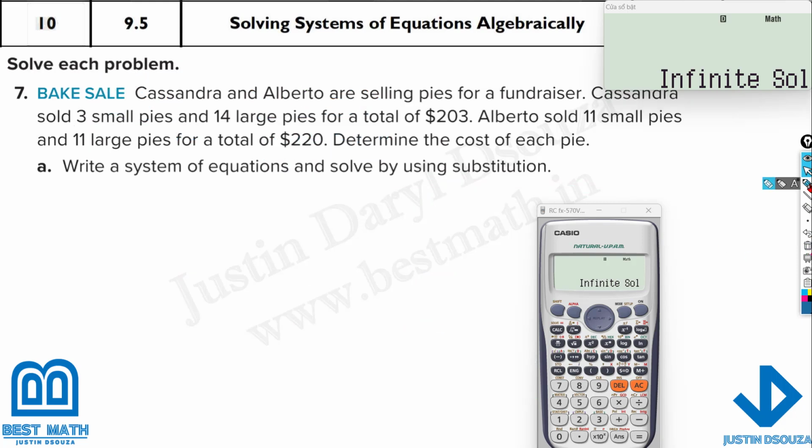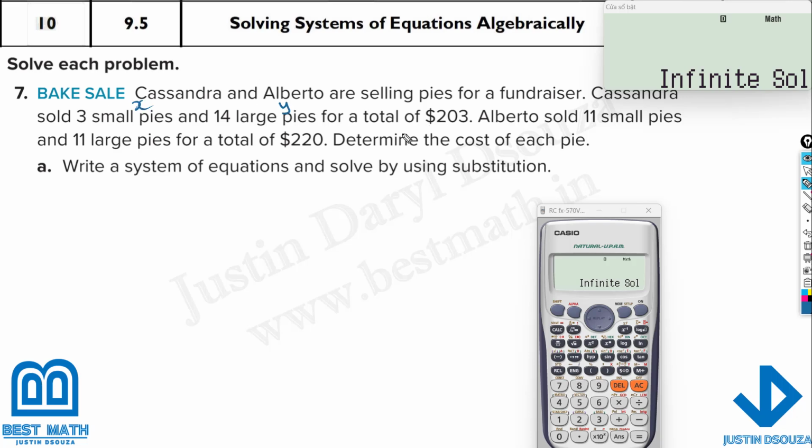We have a real world problem here. Bake sale. Cassandra and Alberto are selling pies for a fundraiser. Cassandra sold 3 small pies and 14 large pies for a total of $203. So now it's about pies. So what about I denote small pies as x and large pies as y?